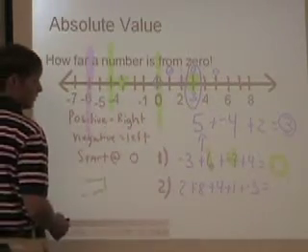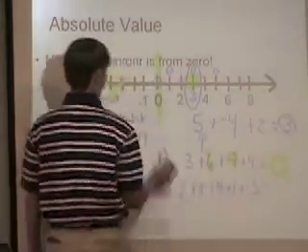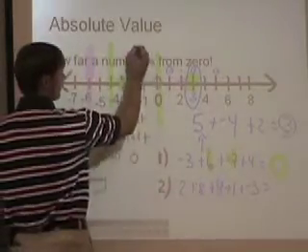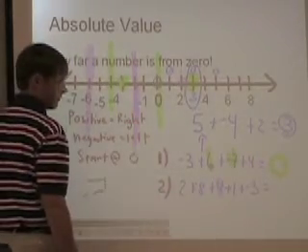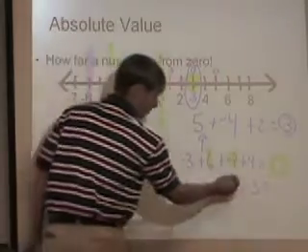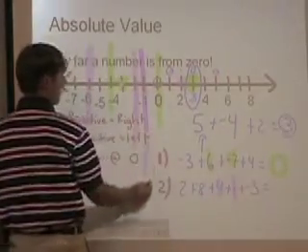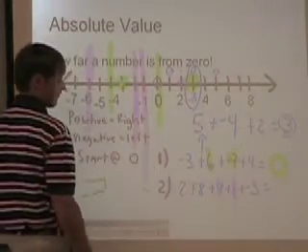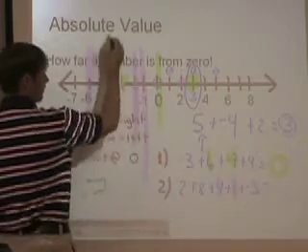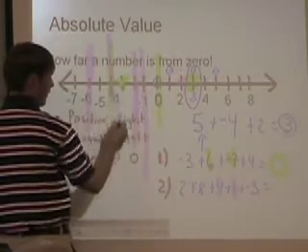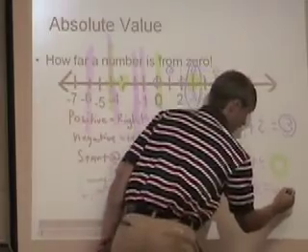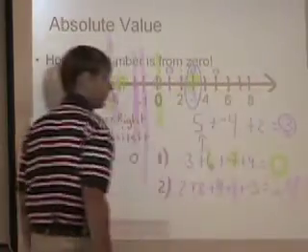Now what do I do? Go to the right 4. Go to the right 4, so now I'm at negative 2. What do I do now? Go to the right 1. Go to the right 1, so now I'm at negative 1. What do I do now? Go back 3 times. 1, 2, 3, so what's my answer? Negative 4 for the second one. Negative 4.